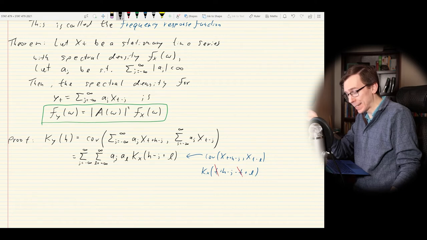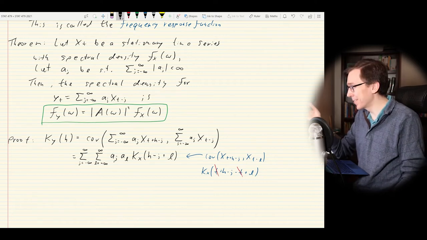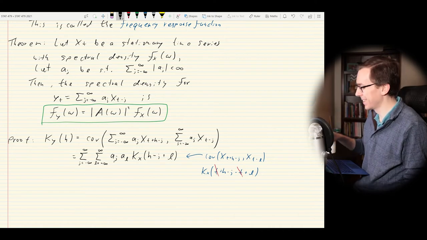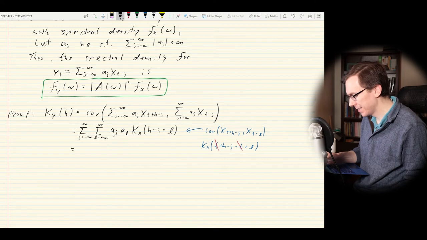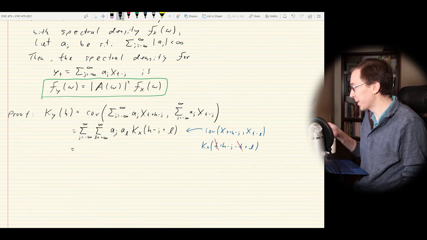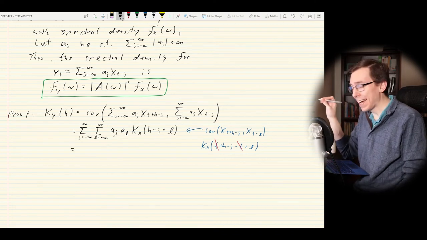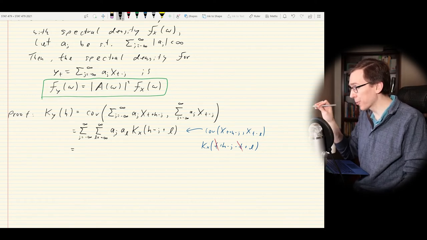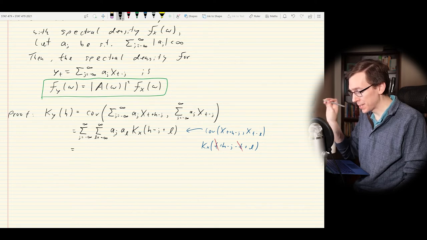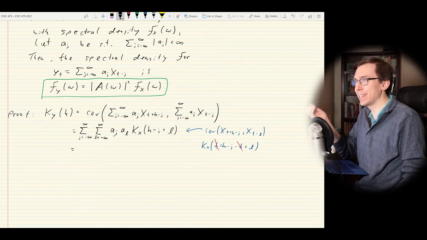All right, so now we have a giant double sum of autocovariances. Another good reason why we need that autocovariance to be absolutely summable, because we are summing it up a lot. Anyway, what are we doing? Well, we're going to replace the autocovariance now with the definition in terms of an integral with respect to the spectral density, that is Wiener-Khintchine number 2.